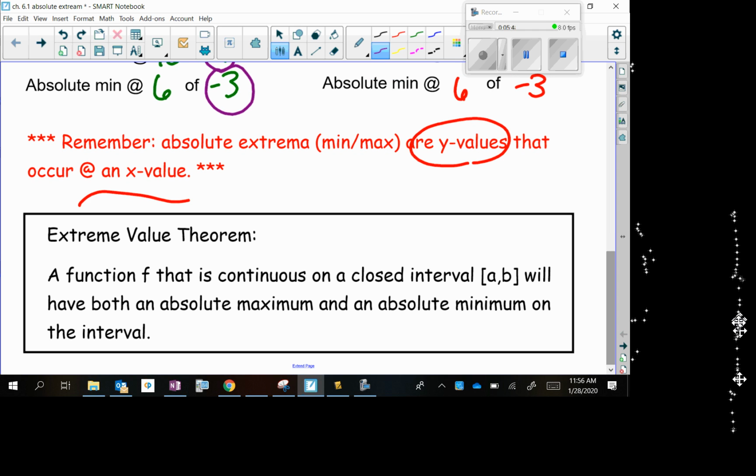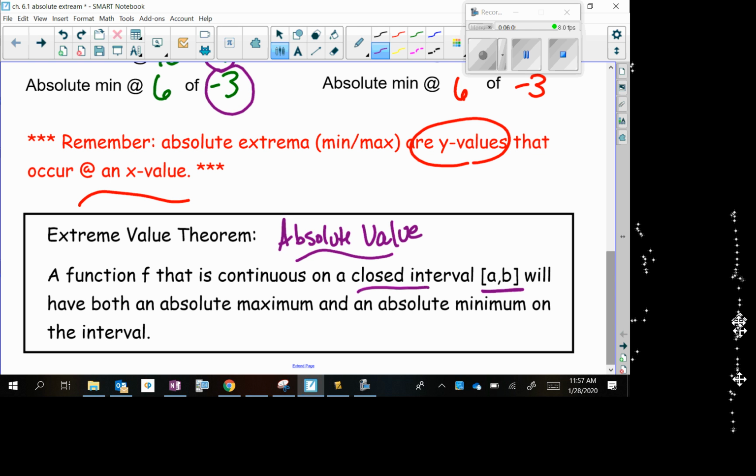So the extreme value theorem: when we're talking about absolute extrema, a function f that is continuous on a closed interval, again, because we're going to have endpoints, will have an absolute max and an absolute min on the interval.